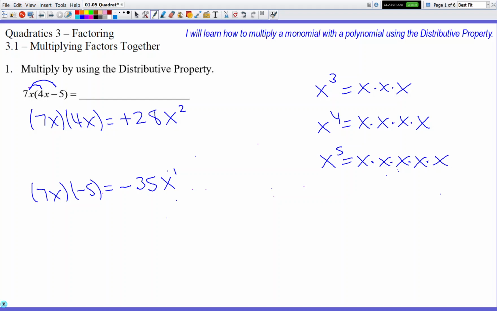So when I write my final answer on this top line, here's what I can write: 28 x squared minus 35x. And like I said, you can put the power of 1 there. You don't have to put the power of 1 there.